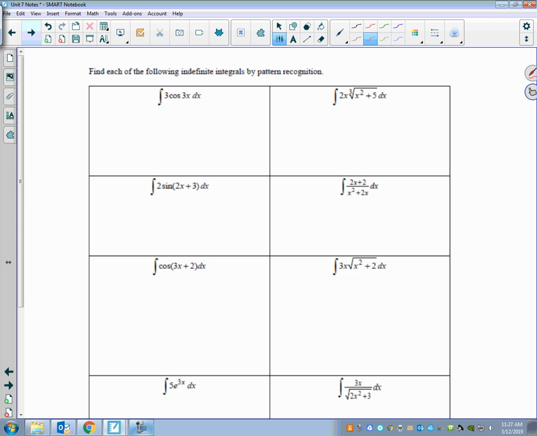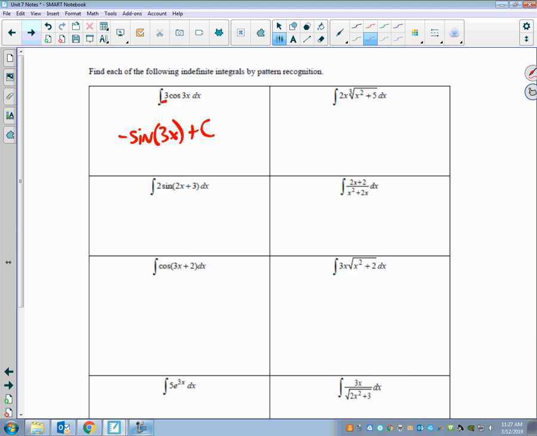Okay, so let's look at some. So now it says find each of the following indefinite integrals by pattern recognition, which means today it should kind of work out. And so you have to kind of think about what's the outside function, what's the inside function. And so again, looking at this, cosine of 3x, that I could take the antiderivative of. That 3 out there, that's your license to integrate, because that would be the derivative of the inside. So when I go backwards, my antiderivative would be negative sine of 3x plus c.